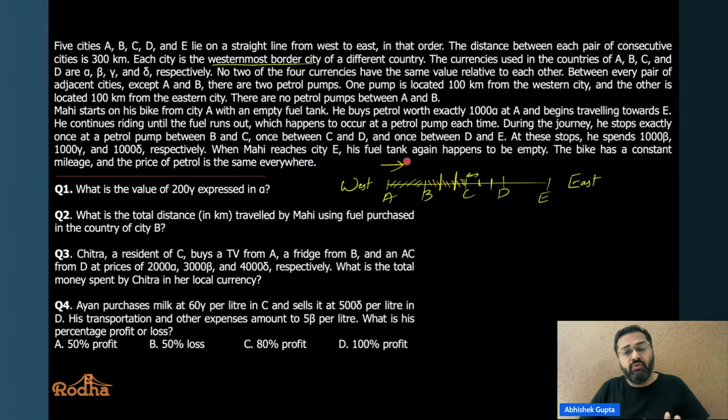So what we know from this is that the first time he runs out of fuel would happen either here or here. And ये क्या points है? This would be 100 kilometers from B, and this would be 100 kilometers from C, or you can say this would be 200 kilometers from B. 100 का gap था ना.